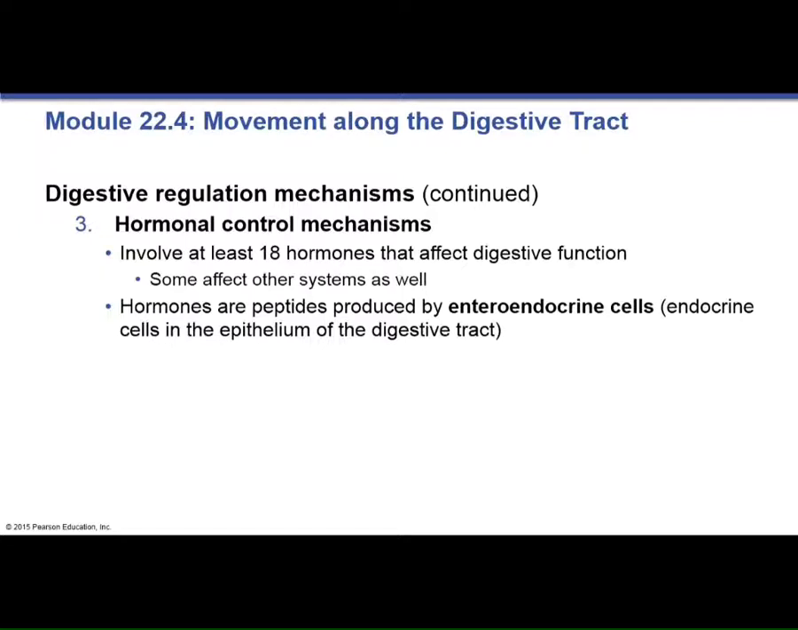The hormones are produced by endocrine cells along the lining of the digestive tract. These are the enteroendocrine cells. But in addition to this, you have other hormones that are released into the blood and are affecting the digestive system as well.